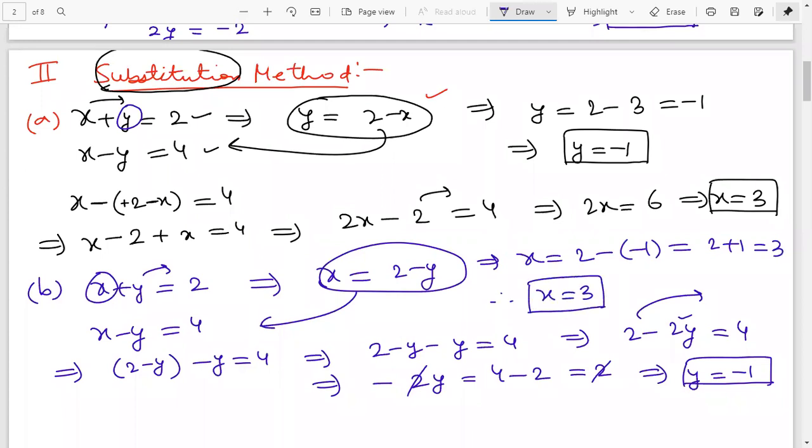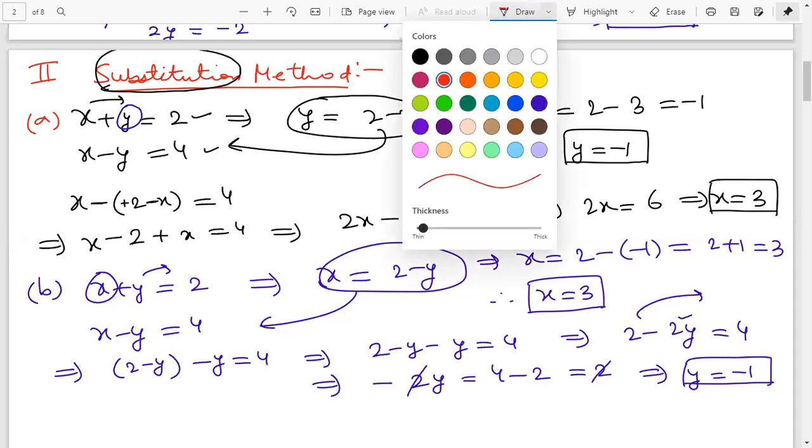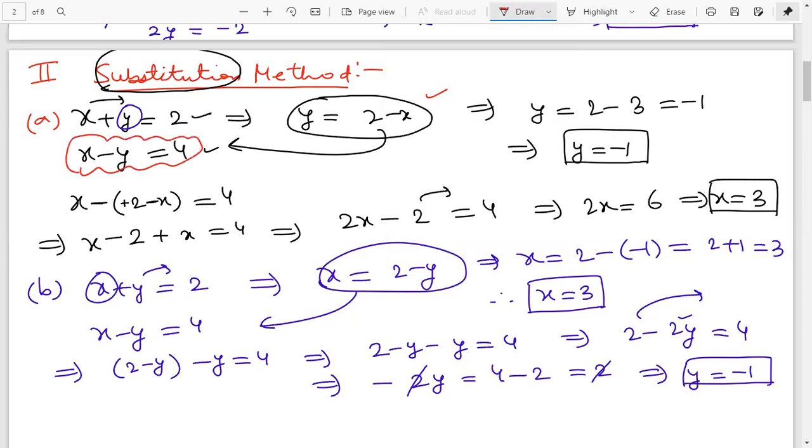So by any one method, either we can take the x value in terms of y and put it in the second equation, or the y value in terms of x and put it in the second equation. Students can also take the x or y value from the second equation and put it in the first equation. So from the second equation, x will be equal to y plus 4, and then we can put it in the first equation. There also we will get the answer. And from the second equation we can take the y value also: y will be x minus 4.